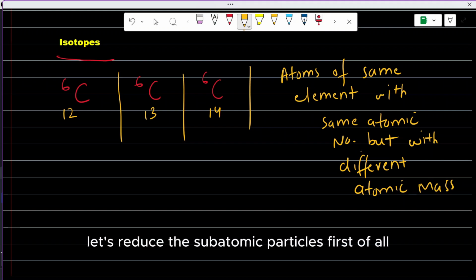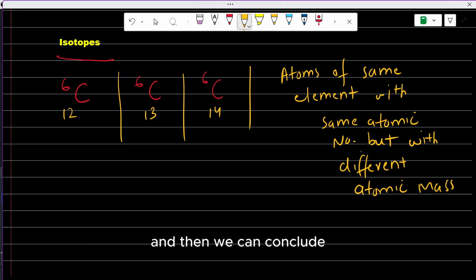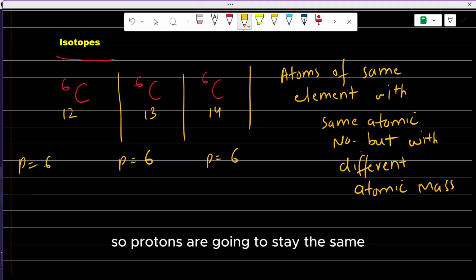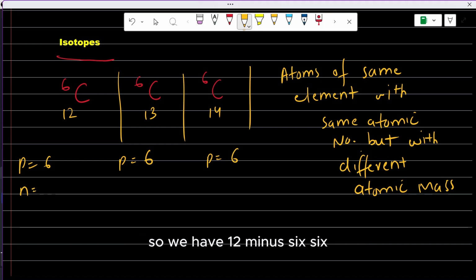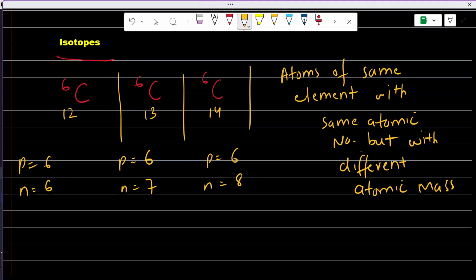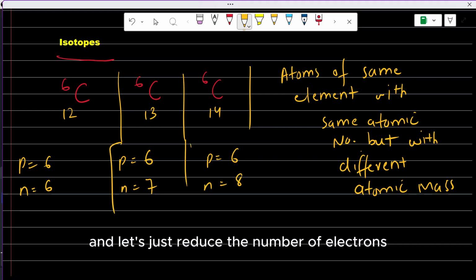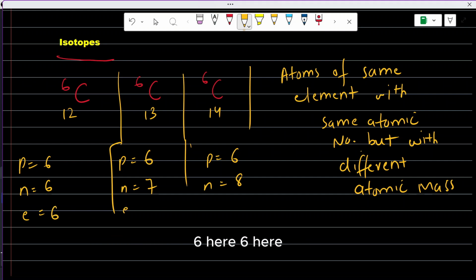We can also tell, let's reduce the subatomic particles first of all, and then we can conclude one more thing about the isotopes. If we reduce the subatomic particles, the protons are going to stay 6, 6 here, and 6 here, right? So protons are going to stay the same. Let's just reduce the neutrons. So we have 12 minus 6, 6, 7 here, and 8 here, right? And let's just reduce the number of electrons, 6 here, 6 here, and 6 here.